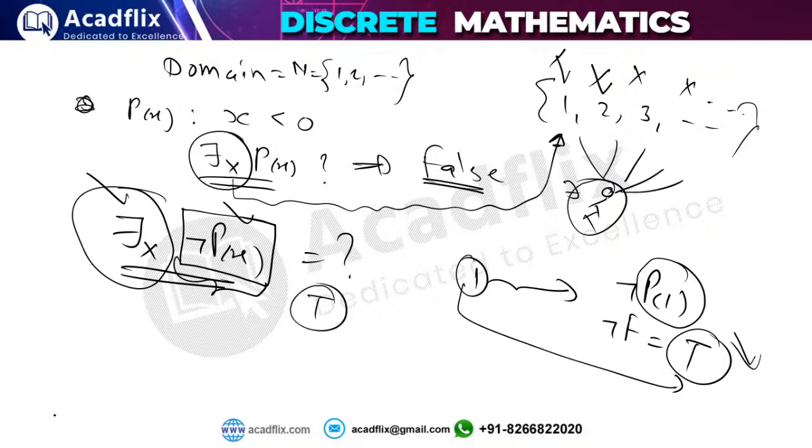So what is the conclusion that we got? Let's see some conclusions. I am going to give you some conclusions right now. First, if you have the statement for all x P(x), let's assume the domain is D. The domain is very important.